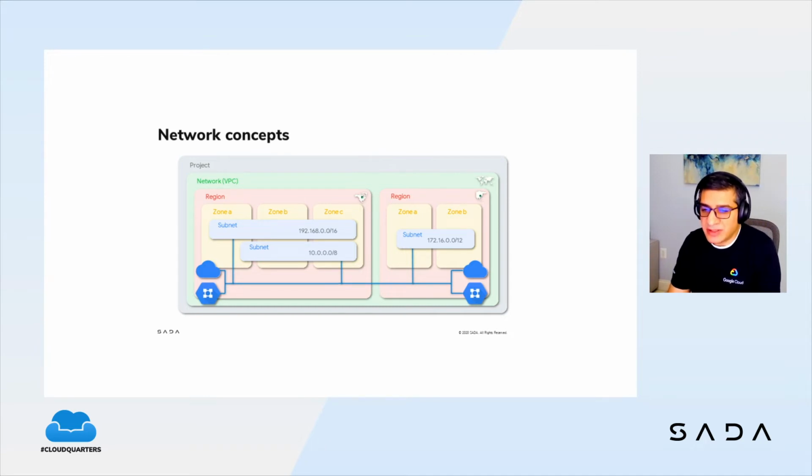Routing between these subnets is already taken care of by Google. So all of the subnets that belong to the same VPC are routed by default, and customers, of course, can create firewall rules to lock down the environment.